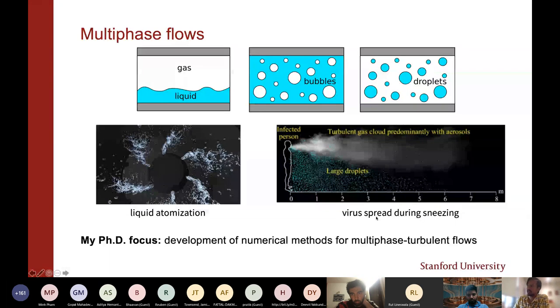A recent application is, for example, virus spread during sneezing, which is very relevant for COVID these days. When someone sneezes, a dense turbulent gas cloud is formed. It's basically a turbulent cloud of mucus and saliva particles, and the virus spreads through that. You can do a CFD simulation of this and see how far it goes. For example, large droplets, because they're heavy, fall down much faster, and the fine droplets persist in the air for long, therefore spreading the infection much more.